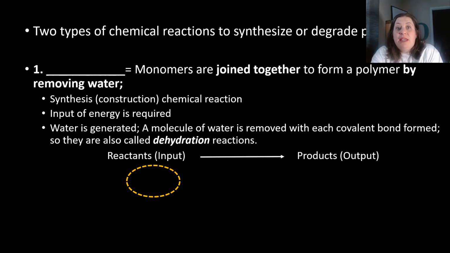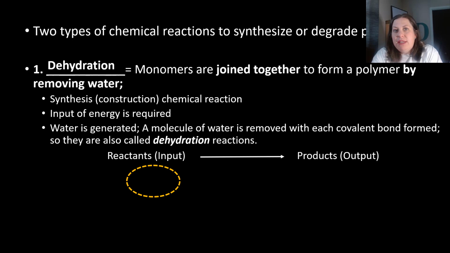Now, there are two types of chemical reactions we want to talk about when it comes to these polymers. We can either build them or break them. Okay, so synthesizing them is when we build these polymers, and degrading is when we break them down. So the first example here is when monomers are joined together to form the bigger molecule, the polymer. This is going to be known as dehydration or a synthesis reaction, and we are going to do this by removing water. So synthesis is the construction type of chemical reaction.